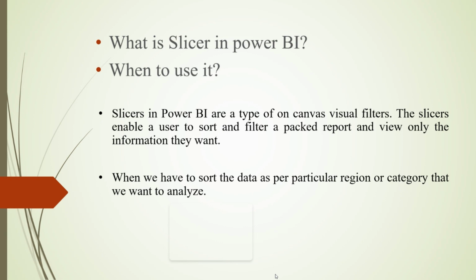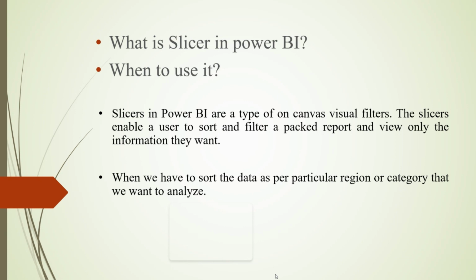Let's say in our data we have three categories and we have to sort the data according to that particular category. Then we will have to add the slicer for that category, and by selecting a particular category we will be able to see the whole report for that particular category.